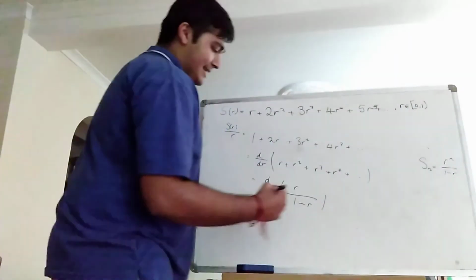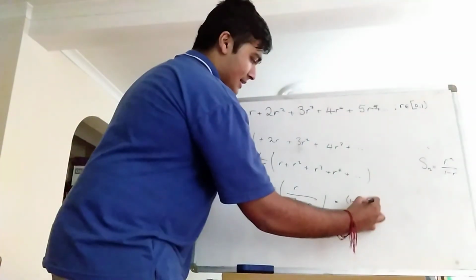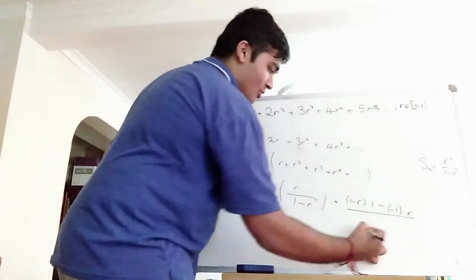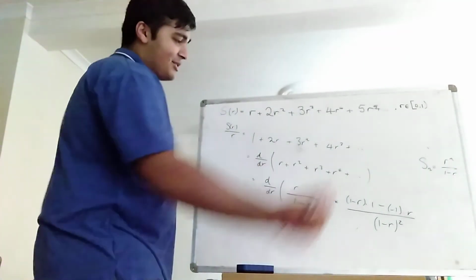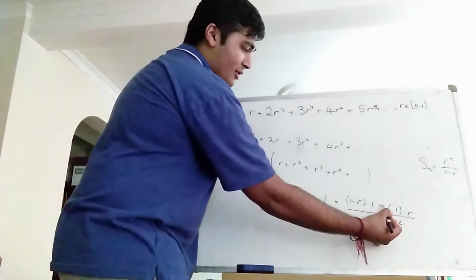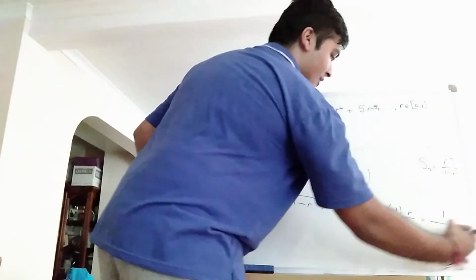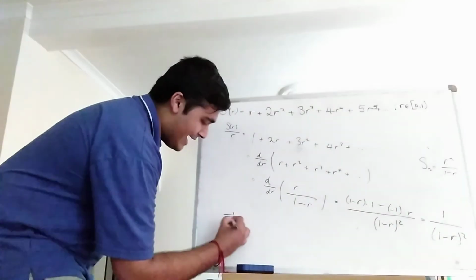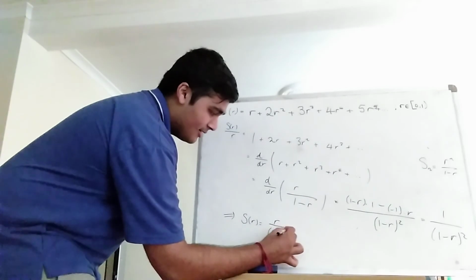Now we can work this out exactly using, say, the quotient rule. It's going to be 1 minus r times 1 minus 1 times r all over 1 minus r all squared, or however else you want to differentiate it. I use the quotient rule. And then on the top, a minus and minus gives us plus r minus r. So on the top we've just got 1 over 1 minus r squared. Okay, but that's S of r over r. So that means that S of r is equal to r over 1 minus r squared.